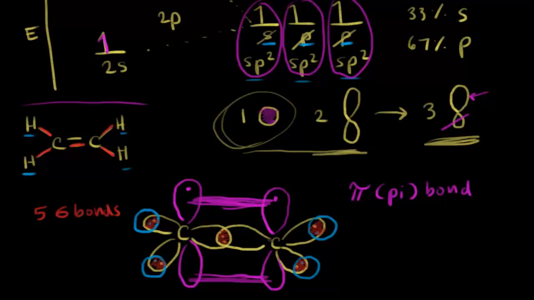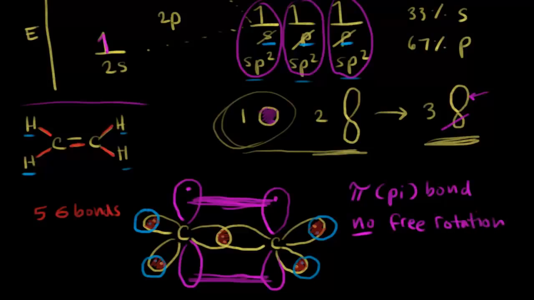So when we're looking at the example of ethane, we had free rotation about the sigma bond that connected the two carbons, but because of this pi bond here, this pi bond is going to prevent rotation, so we don't get different conformations of the ethylene molecule. So no free rotation due to the pi bond.